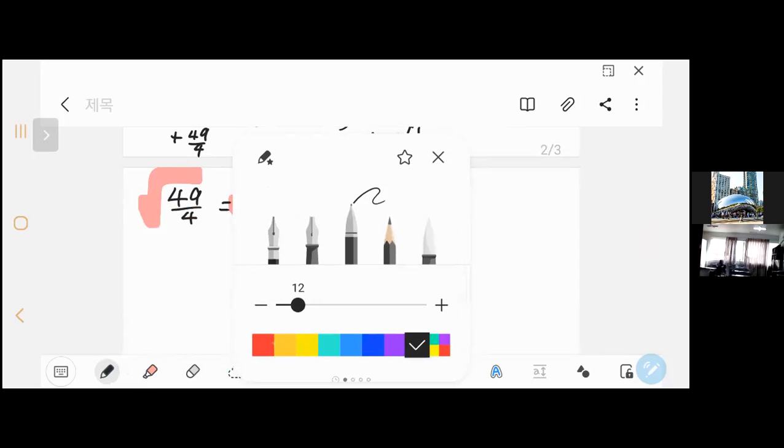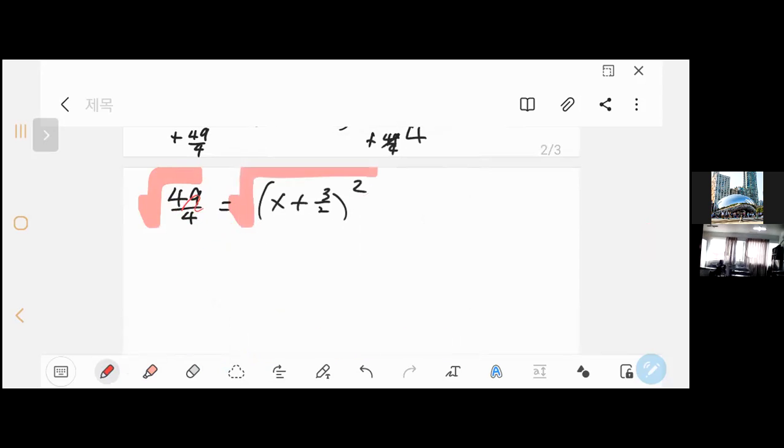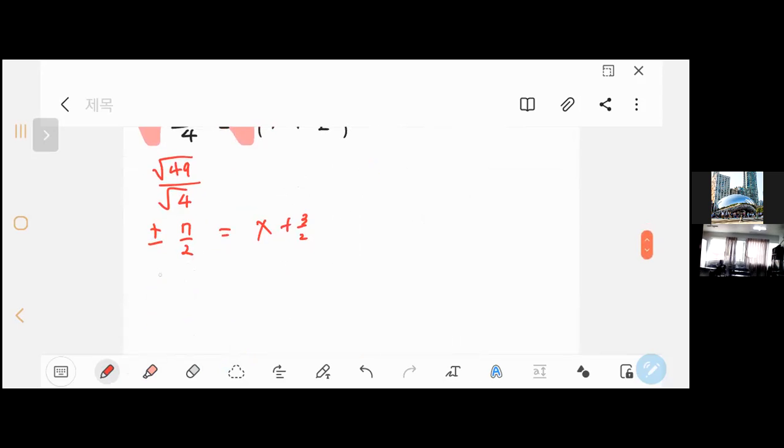Okay, so let's do this. If you take the square root, this is the same thing as root 49 over root 4, which is plus or minus 7 over 2, equal to x plus 3 over 2. Now, let me write it this way. I'm going to put the x on this side because you can just move it. I'm going to subtract 3 over 2 on both sides.